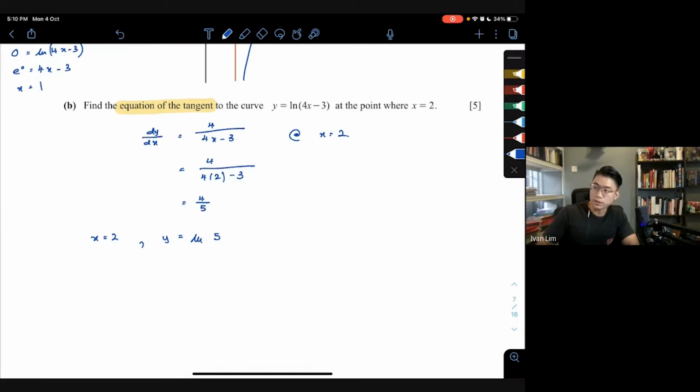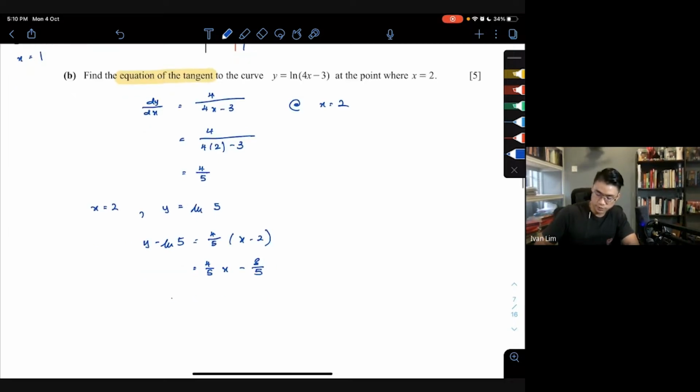If you see my mark scheme, if you write until here, you actually get up to 5 marks already. You don't even need to simplify it into y equals mx plus c. When you differentiate the ln, you immediately get 2 marks there already. So make sure you know how to differentiate properly. But if you want to put it into y equals mx plus c and shift it around, you get 4 over 5 x plus ln 5 minus 8 over 5, but it's not necessary.